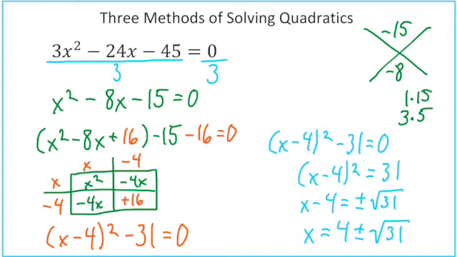You could not factor this. You could do quadratic formula, but it would be harder, the numbers would be bigger, and at the end, you would have some work to try to simplify the quadratic formula answer to get it down to 4 plus or minus radical 31. So the best method for this problem is completing the square.